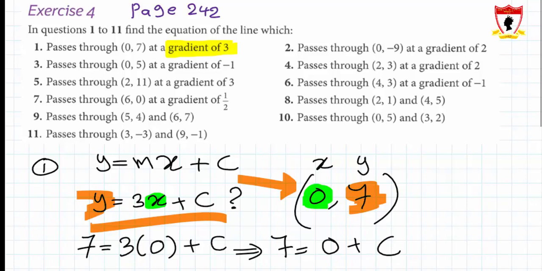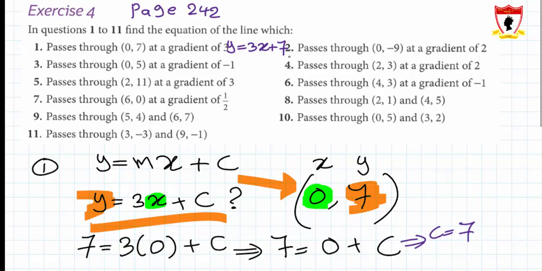Now we are able to write the equation here. The equation is like this: y equals 3x plus 7. Because we got the value of c is positive 7, that's why we wrote plus 7 here.